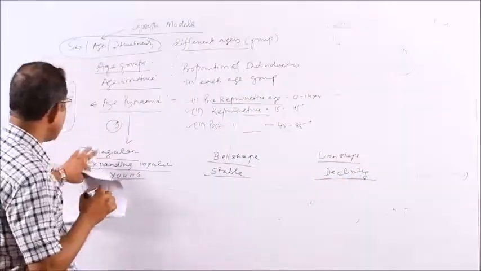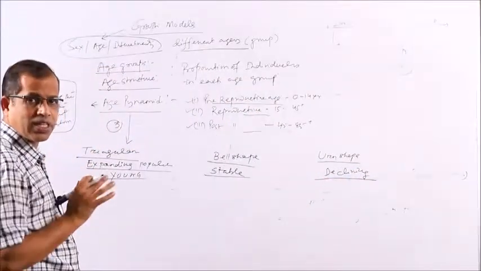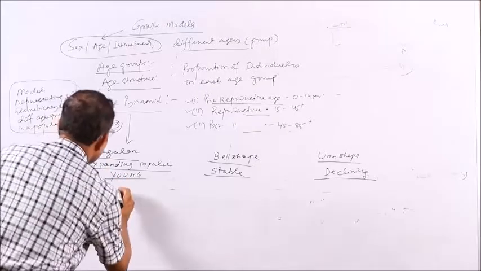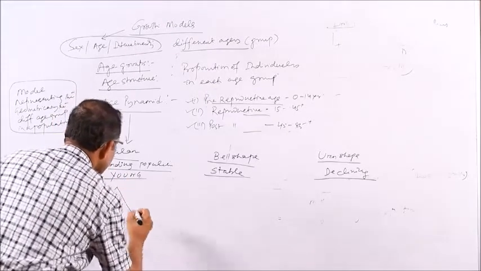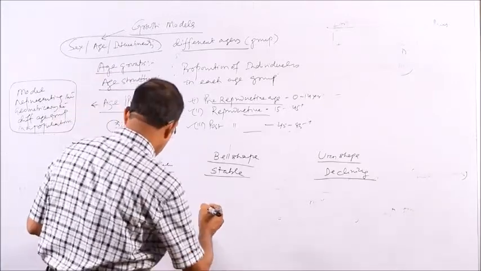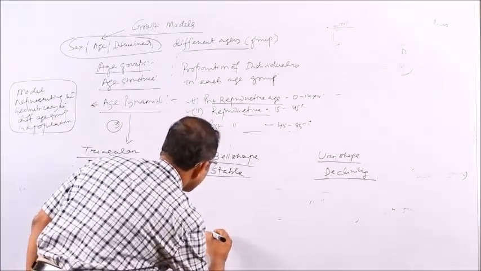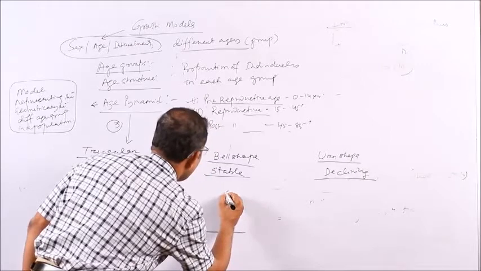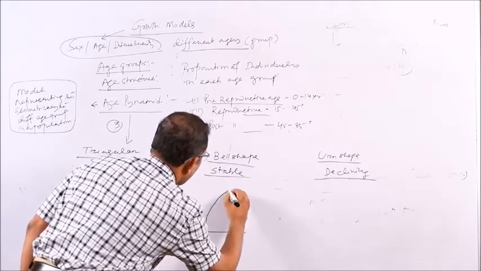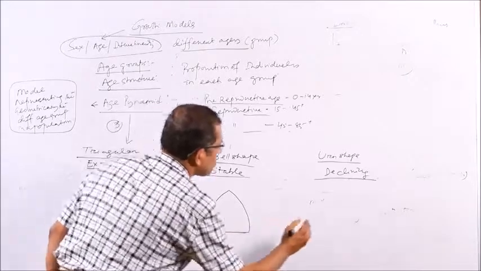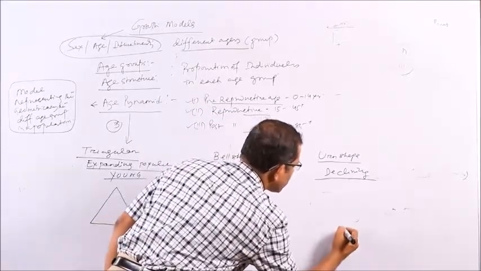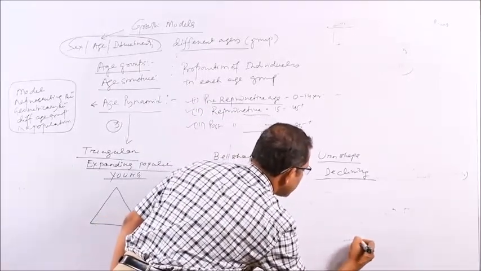Now, if you see the diagrammatic representation, a triangular one is easy, it is a triangle shape. If it is a bell shape, the base is like this, so you can have a bell shape. And the urn shape is somewhat like this.